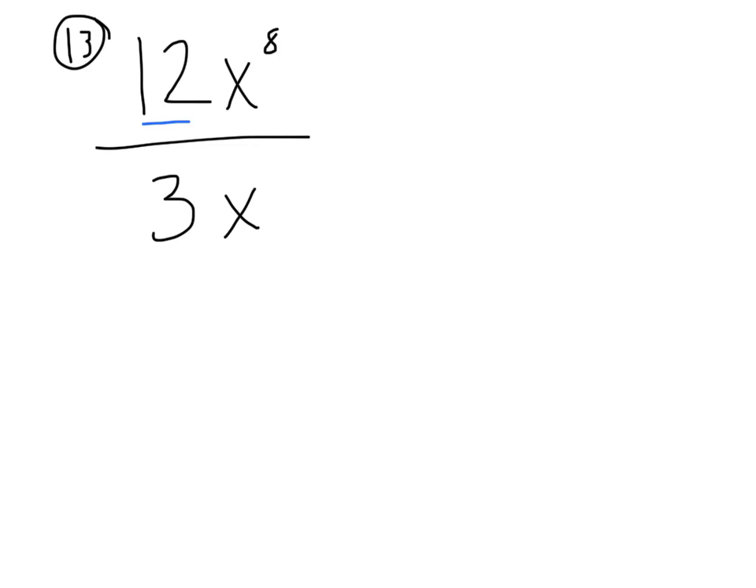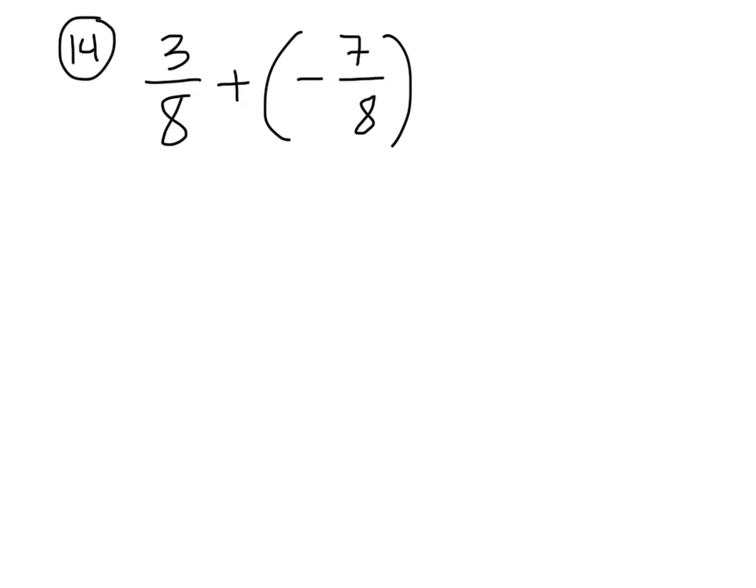First thing I'm going to do is divide my numbers, and I get 4, and I have x to the 8th, and remember this is x to the first, so I subtract them and get x to the 7th. Number 14, 3/8 plus negative 7/8. First rule says get common denominators. It's already there. So I'm going to add my numerators. 3 plus negative 7 is negative 4 over 8. It stays the same. Simplify my answer, negative 1/2.